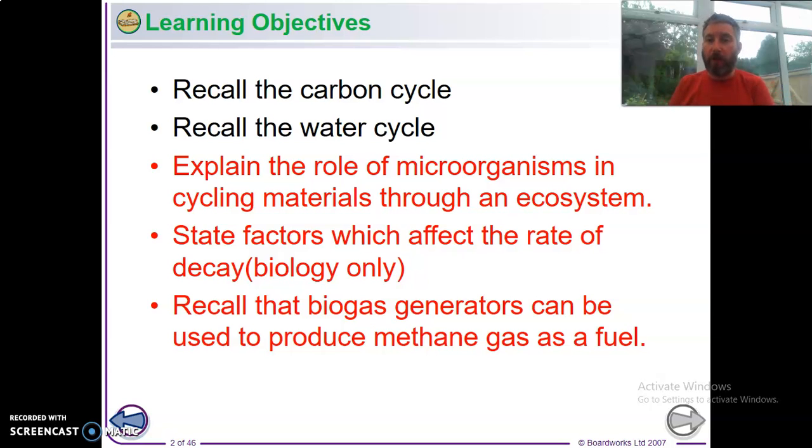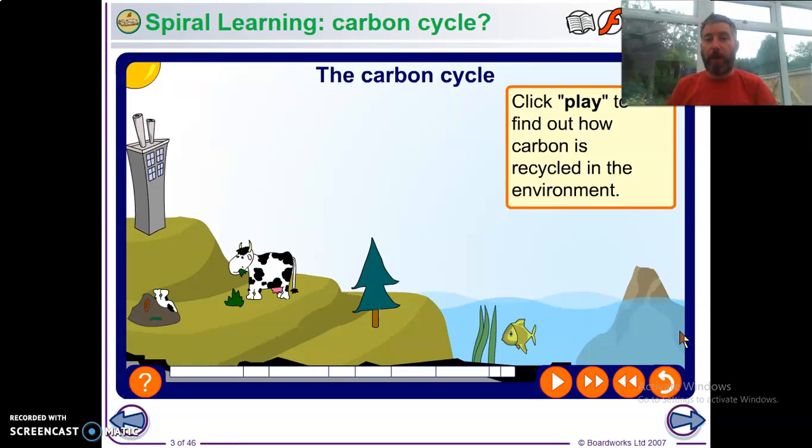We're going to look at the factors that affect the rate of decay, and then we're going to look at a very specific example where the role of microorganisms can be useful to produce fuel. So let's kick off with a bit of spiral learning, what we have done before, and look at the carbon cycle. So very quickly, we start with the carbon cycle.